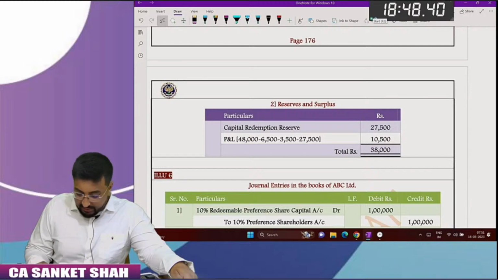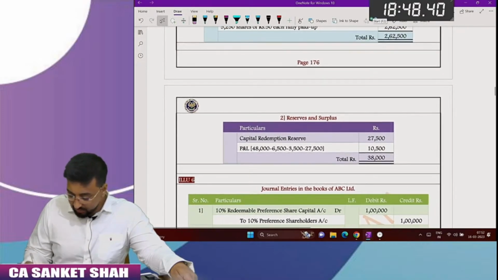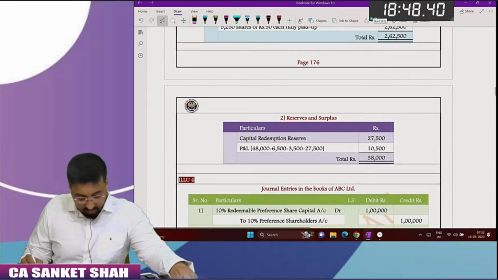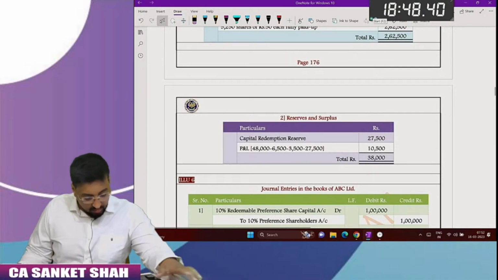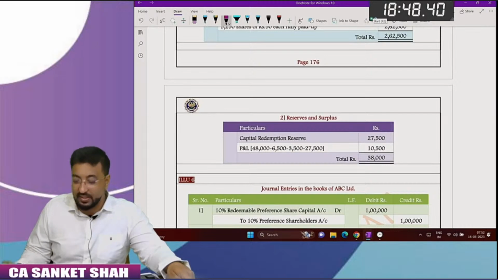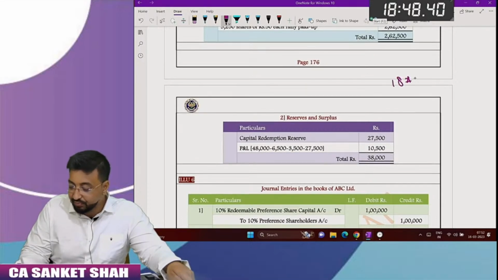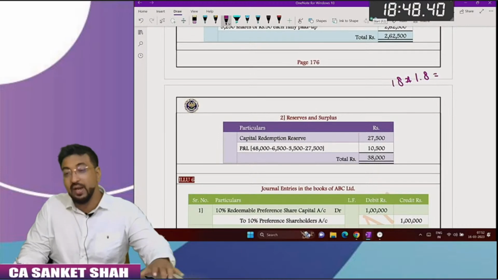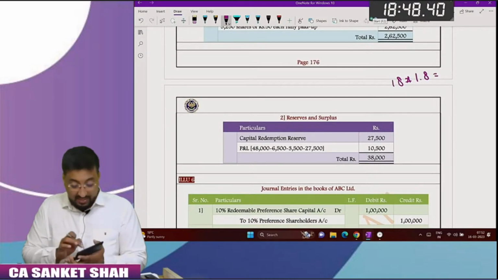Illustration number 6, let's see what is important in illustration 6. Come to the index. See, if the question is of 16 marks, 18 marks, so we will get 1.8 minutes. 1.8 is the maximum time.